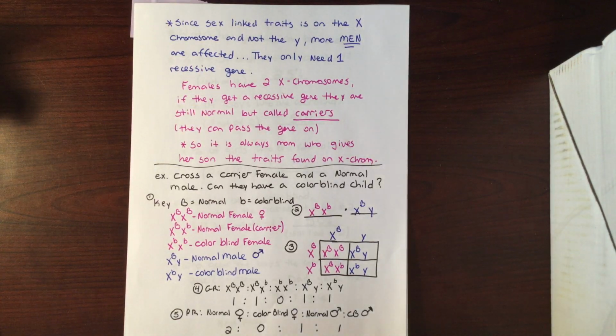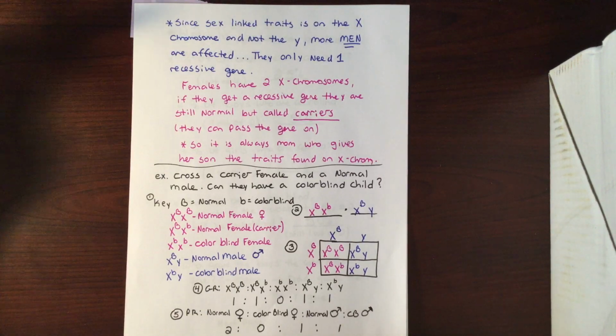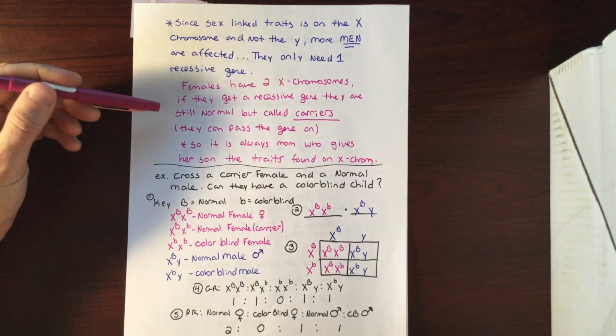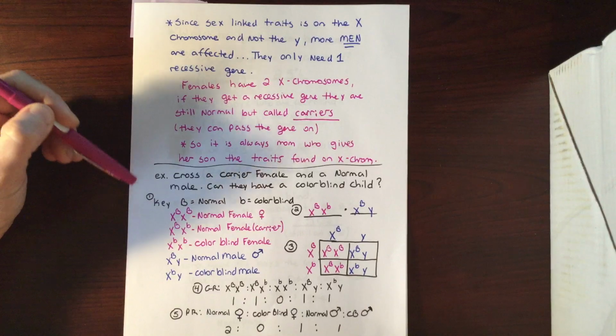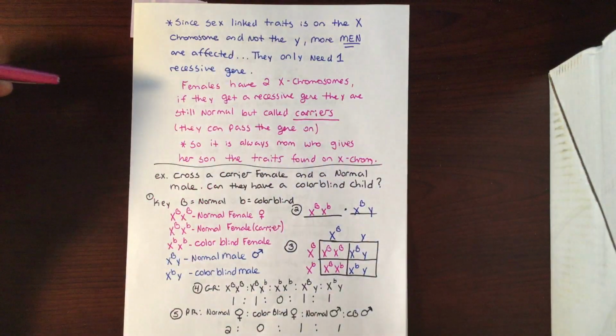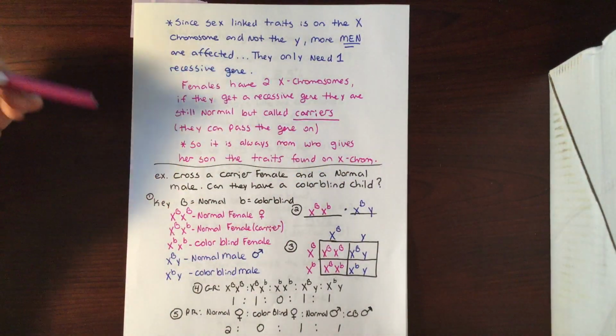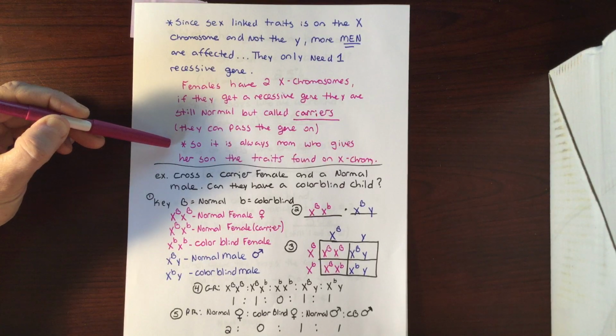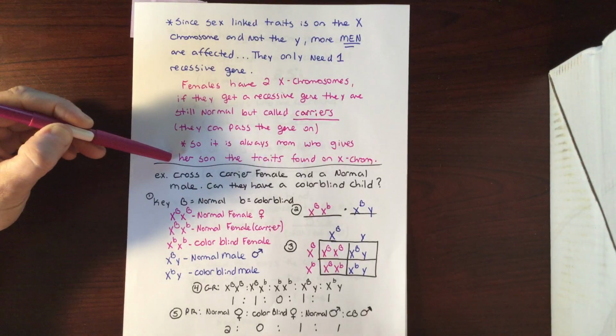It's kind of like a monohybrid cross. They can be X big B, X little b. They're still normal. They're heterozygous. In this case, we call them carriers, which means they carry the recessive gene, but they're still normal. They can pass that recessive gene on. So it's always the mom who gives her sons the traits found on the X chromosome.